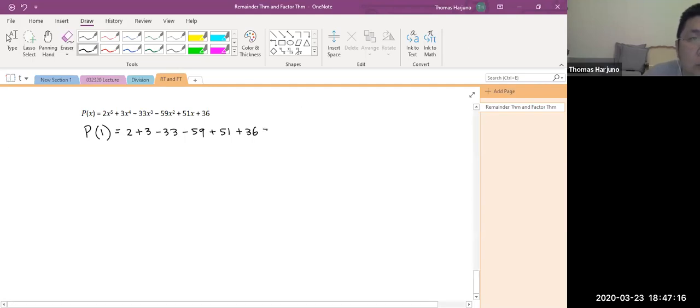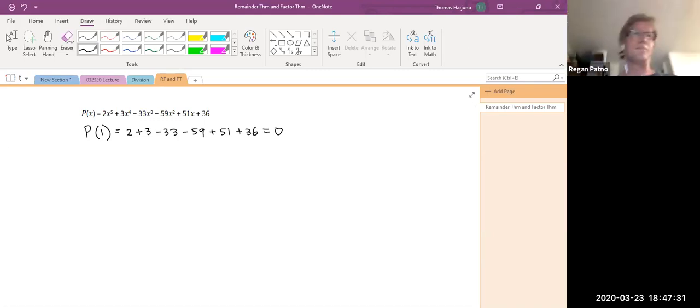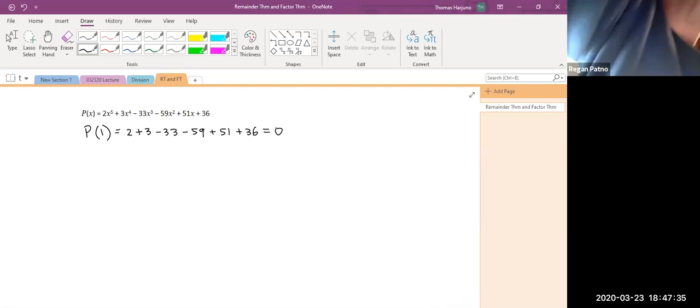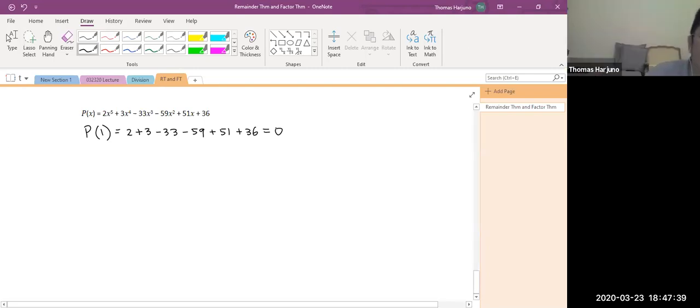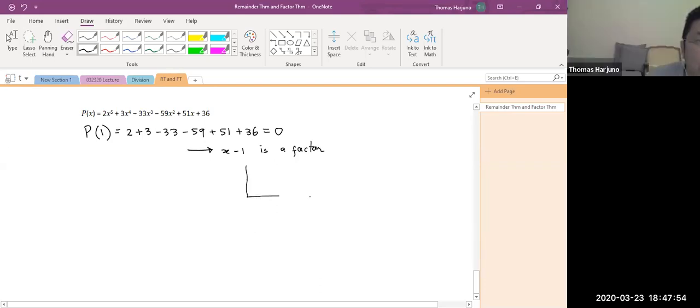Is it equal to 0? Can you confirm that using your calculator? Yeah, it equals 0. Now, once 1 is a zero, it means x minus 1 is a factor. Is it right? Then I can use synthetic division to reduce the polynomial by degree of 1.